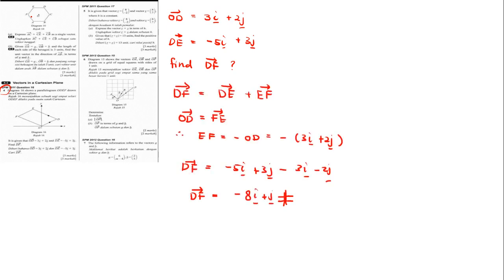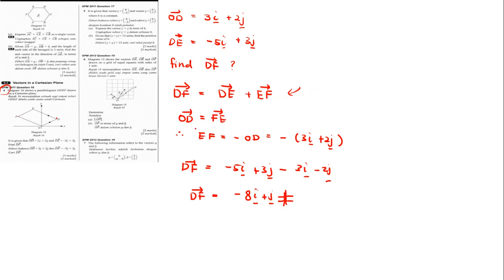So DF is simply DE plus EF. Basically I'm using the normal method: when we want to go from D to F, we can go from D to E first and then from E to F, right? Or you can use our trick, which is the cancellation method.